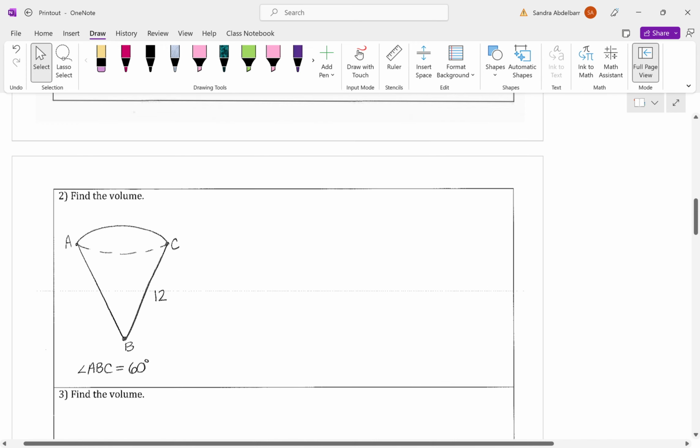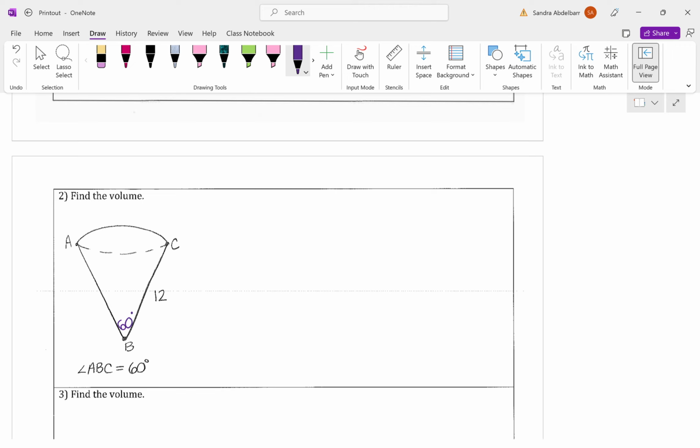Okay, so now I'm shaking things up a bit. So here I'm telling you angle ABC is 60 degrees. We want to find the volume. Well, volume is 1/3 area of the base times the height. I can't find the area of the base because I don't know the radius. So we're 1/3 area of the circle times the height. So what I'm going to do is I'm going to make a right triangle. So I'm going to drop down an altitude and come over.